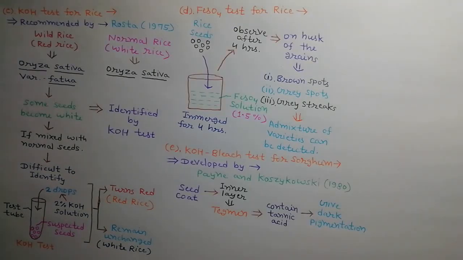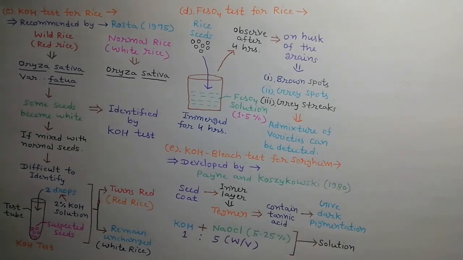The KOH bleach test was developed by Payne and Koździkowski in 1980. Some varieties of sorghum can be differentiated on the basis of dark pigmentation present on the tegmen, which is the inner layer of the seed coat, due to the presence of tannic acid. This character can be confirmed by the KOH bleach test.